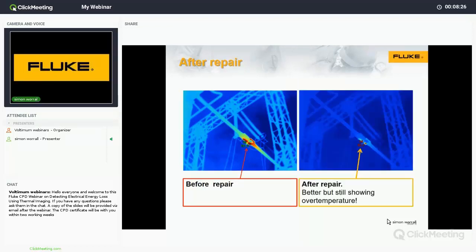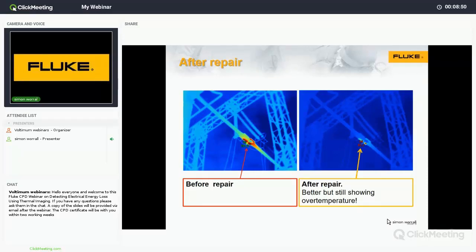The engineer goes out to repair, but using the thermal imager, we can see that even though the repair is much improved and the temperature has dropped by over 100 degrees, we still have a fault there, and that fault will continue to degrade over time, and within 6 months you'll be going back to fix the fault yet again. At least using a thermal image, you can see before and after very, very quickly.